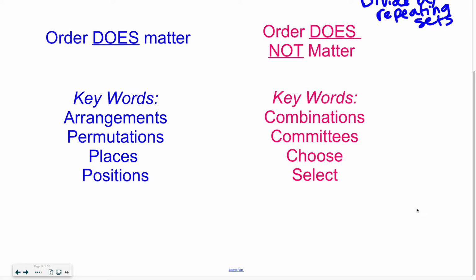Okay. So keywords for permutations. Arrangements. If you're asked about the number of permutations, that's a usual giveaway. If they ask about places, like we did that example yesterday where it's how many ways could they come in first, second, and third place. If we're talking about positions, so you're going to be nominated as a president, a vice president, a treasurer.